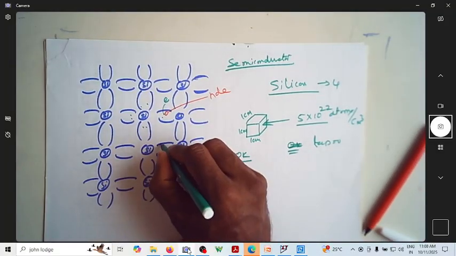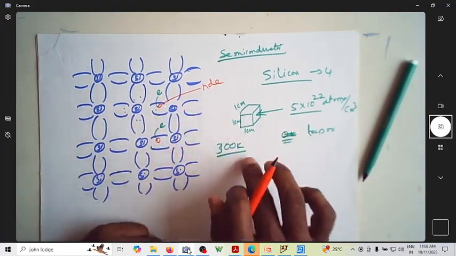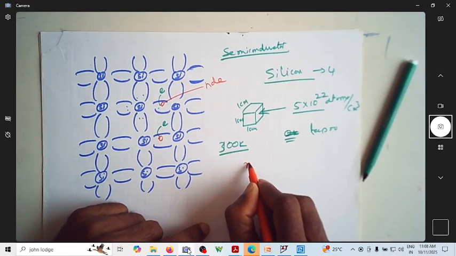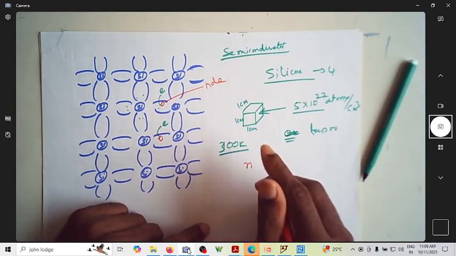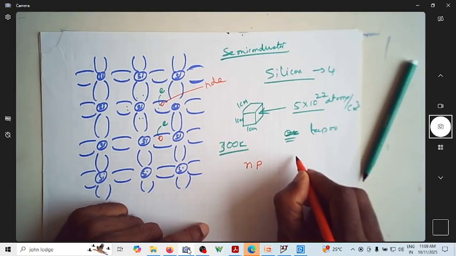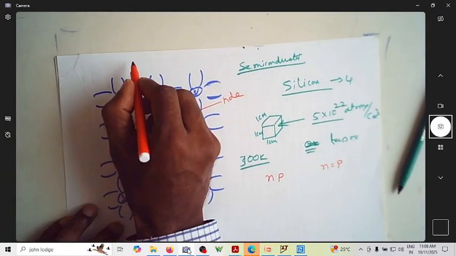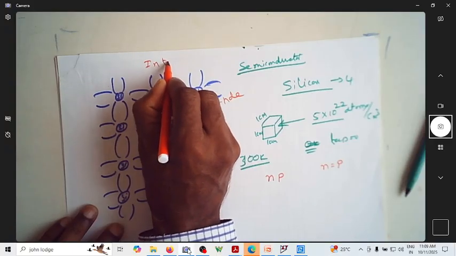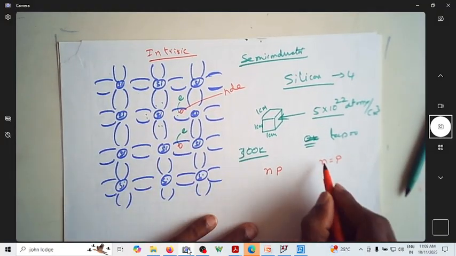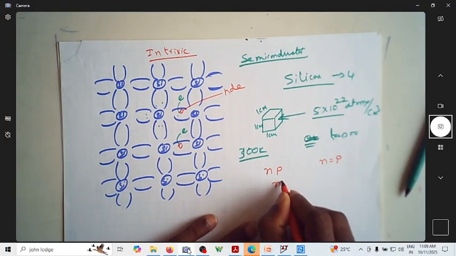Suppose one more electron comes out of that particular covalent bond, so another hole is created. So under normal conditions, when the temperature is elevated, we're going to have n number of electrons leaving the covalent bond, which will create p number of holes. So n and p are always equal in this pure semiconductor. This pure semiconductor, I'll call it intrinsic. So this is intrinsic semiconductor. In intrinsic semiconductor, the number of holes is equal to the number of electrons, which we call ni.